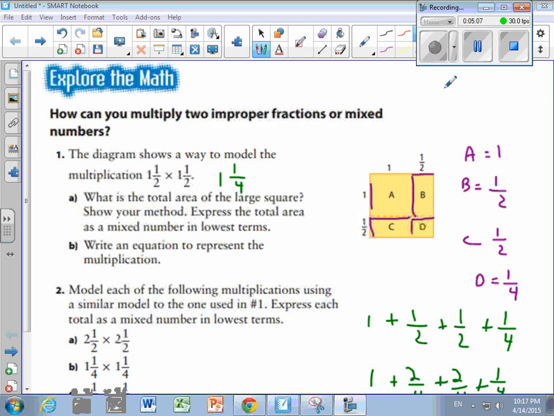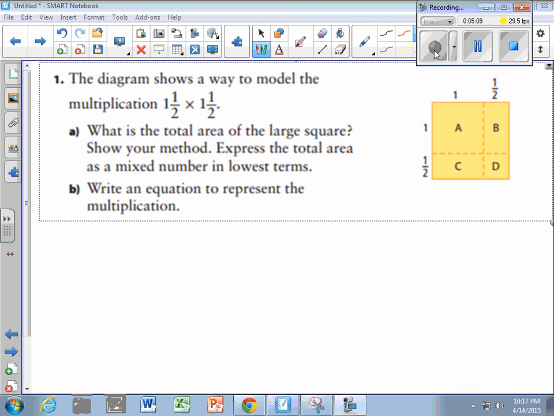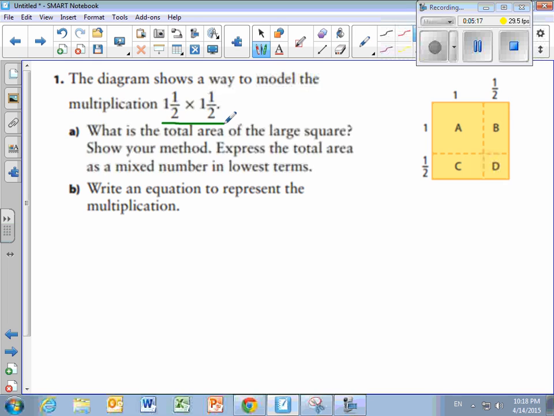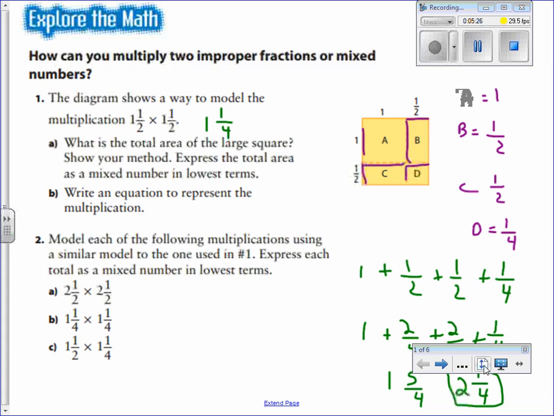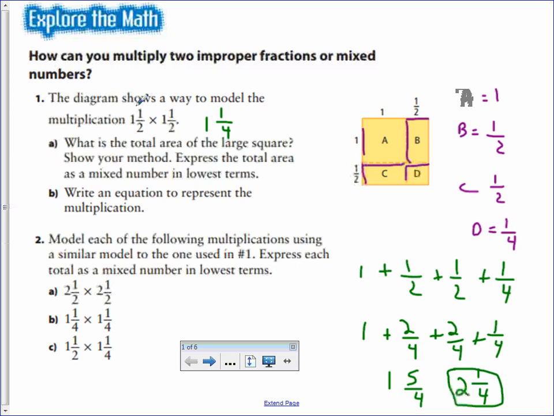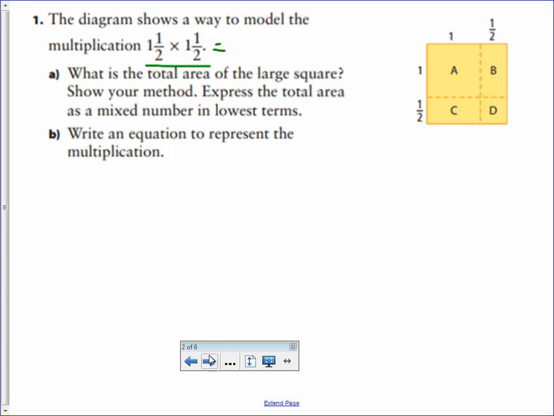So the final part of that question asks us to write an equation to represent the multiplication. Well, they gave us the expression. All we have to do to make it an equation is put an equal sign and write down what the answer was, which was 2 and 1/4. So the equation you would have written down is 1 and 1/2 times 1 and 1/2 is 2 and 1/4. And that's the answer to question B.